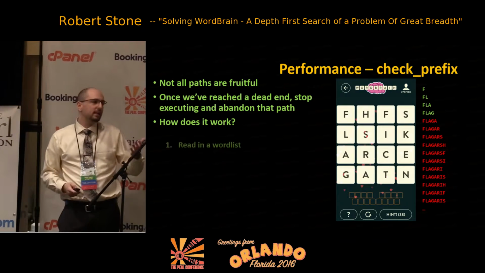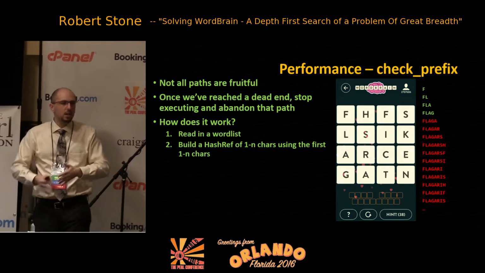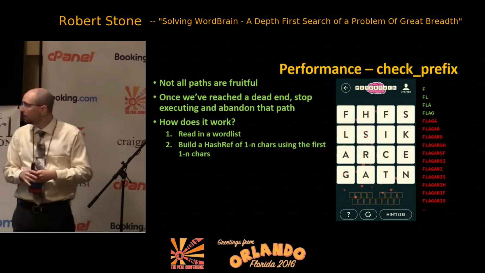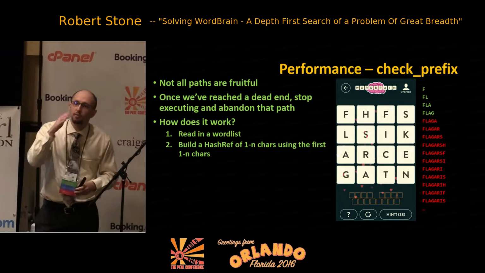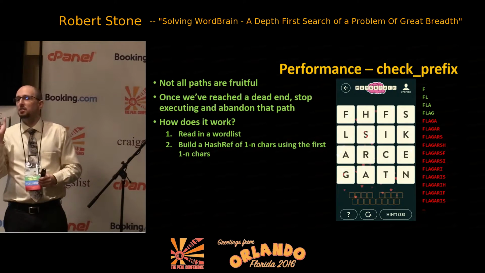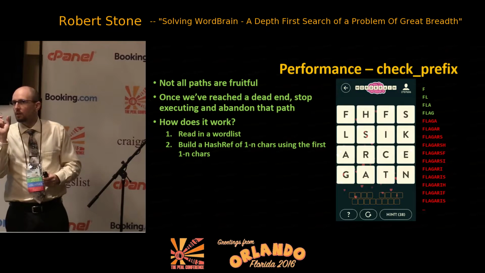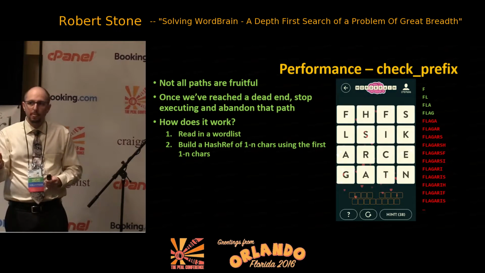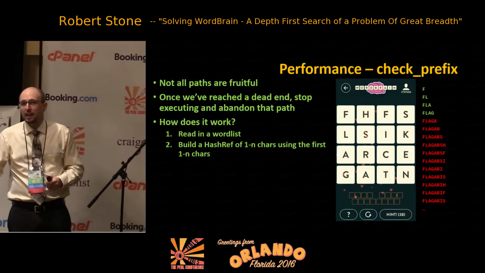So how does it work? It's pretty straightforward. We read in a word list, and from that word list, we construct a hash ref of 1 to n character strings. Now the n in that is the longest possible word that we're searching for. If I only need 4-letter words, it doesn't make sense to construct 8-letter words. It's a waste of memory and processing time.